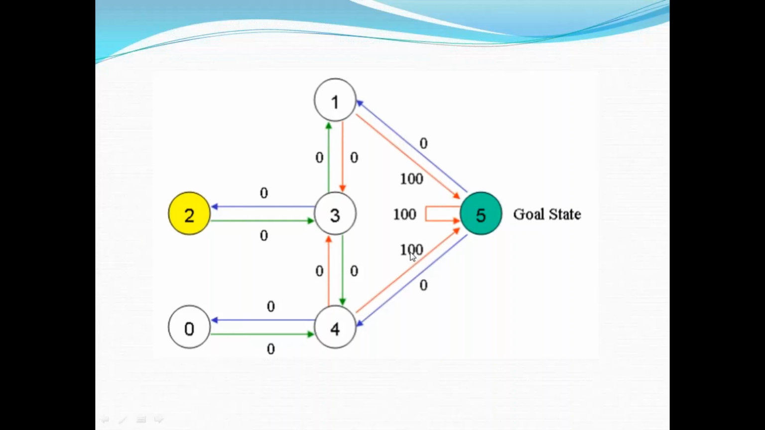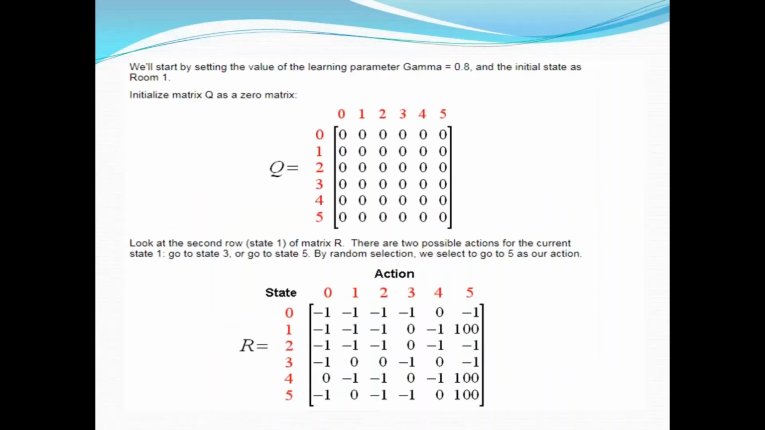So here, the maximum is specified as 100 and the minimum as 0. So when you are going from one state to another state, if there is no direction where you are going from one state to another state, then it is specified. So that is initialized in this reward.